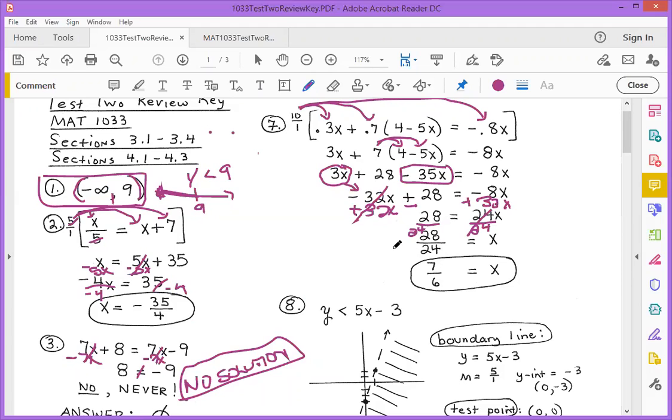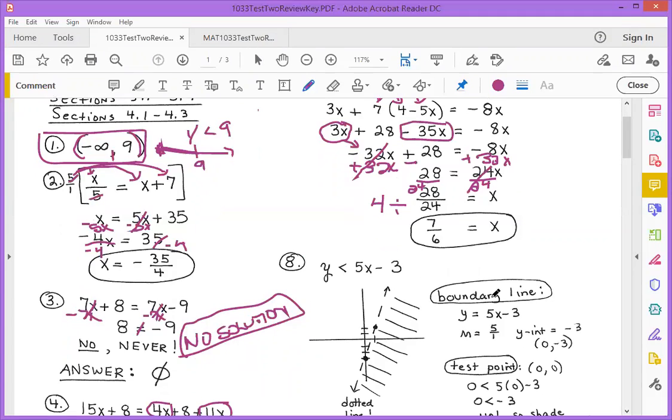Now 28 over 24 can be reduced. We can divide both of those terms by 4. 24 divided by 4 gives us 6 in the denominator, and 28 divided by 4 gives us 7. 7 over 6 will be the lowest term.